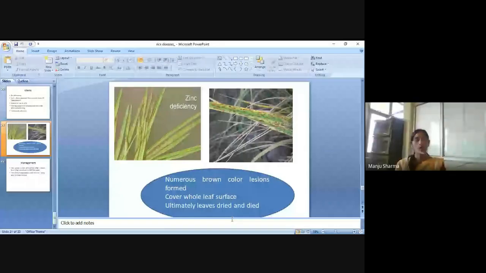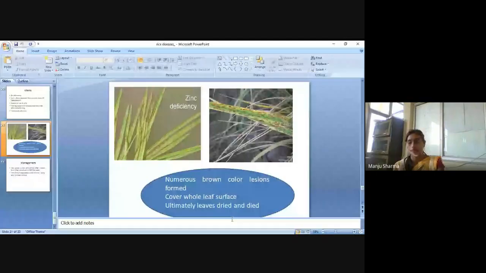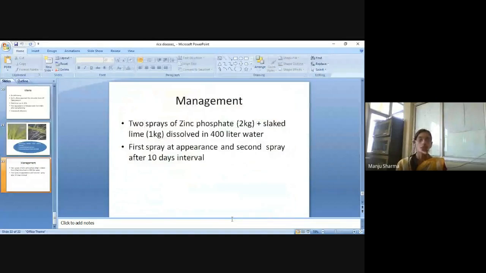Numerous brown color lesions form and cover the leaf surface, and then ultimately the leaves dry and die. Management: two sprays of zinc sulphate 2 kg plus slaked lime 1 kg per hectare, dissolved in 400 liters of water. The first spray at appearance and the second spray after a 10 days interval.